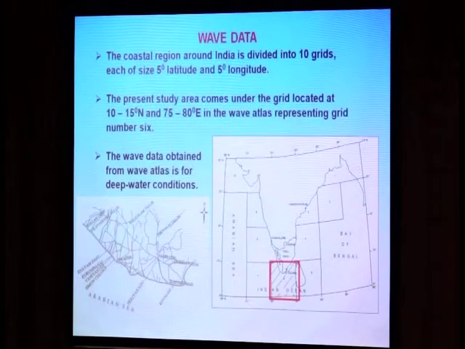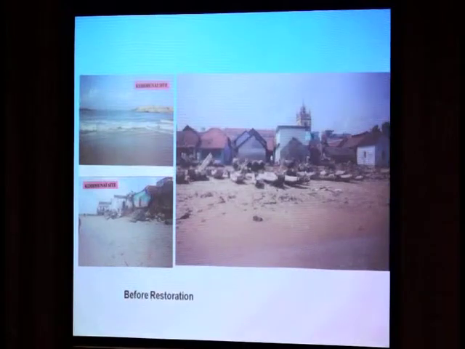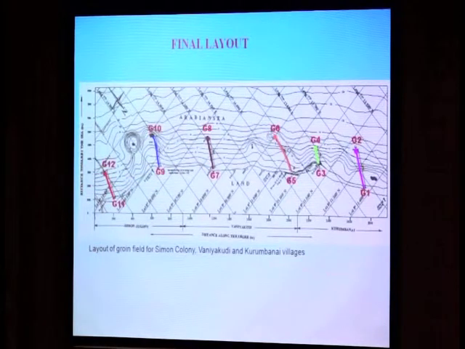This is the kind of satellite imagery that gives you the picture. So I will just go to this area. Some of the protection measures which we have given have helped not only in protecting the coast but also in the livelihood of the local fishing community. For example, this was the stage before restoration. This was done on a war footing.